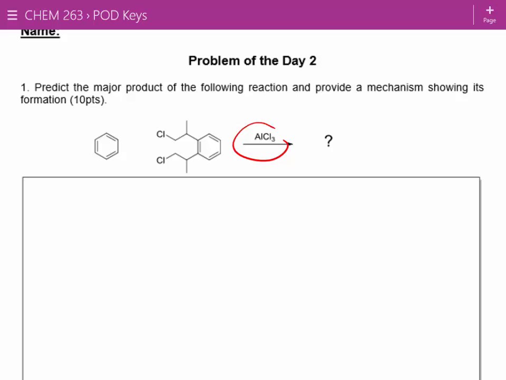All right, for problem of the day number 2, we're going to be performing Friedel-Crafts Alkylation. And we saw this mechanism yesterday. It's pretty straightforward. And I'm going to show it using a little bit of shorthand notation. So I'm not going to draw out the p orbitals on the aluminum trichloride just because it takes too much time.